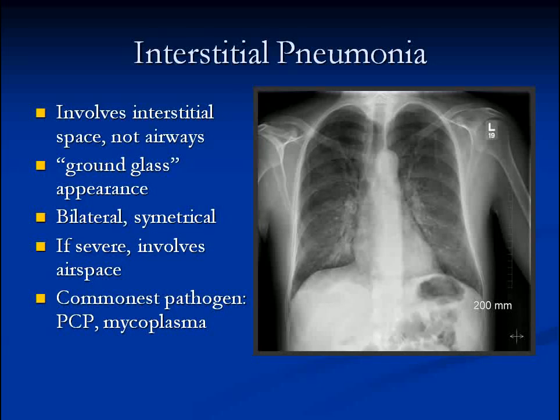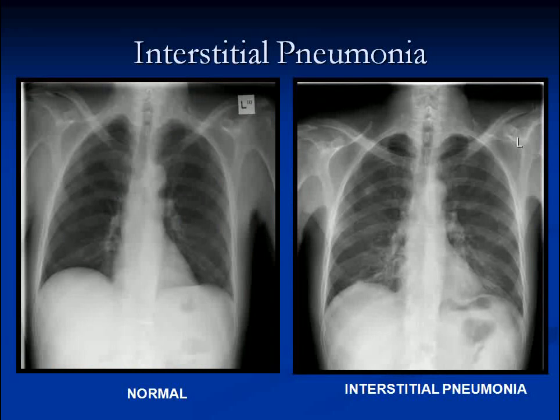Now, if severe, the interstitial pneumonia can go on to airspace disease. These are called atypical pneumonias, and the commonest pathogens are PCP, mycoplasma, viruses, and different kinds of pathogens that are atypical. Here we have a picture of a normal with a very early interstitial pneumonia. Sometimes it's extremely difficult for the clinician or for the emergency doc to tell whether there's interstitial disease or not. Often it's very helpful to have a previous film for comparison.